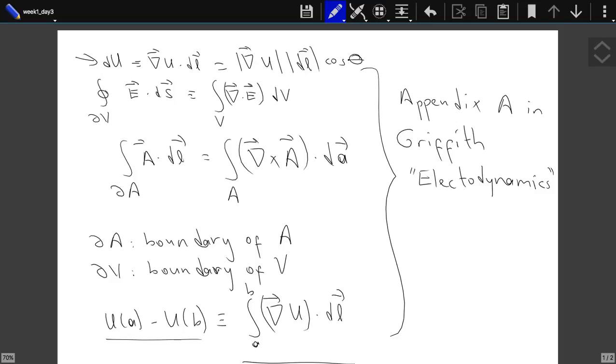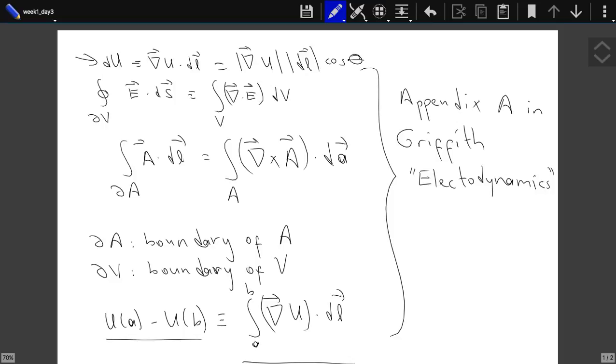If you look at this function, that happens when cosine theta is 1, so theta should be 0. If theta is 0, that just means that your step is in the same direction as the gradient of your function, u. So that basically tells you that the gradient of a scalar function gives you the direction in which your function changes the fastest. That's an interpretation of the gradient of a scalar function.